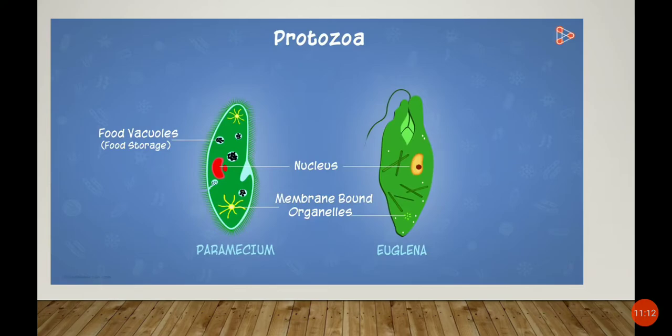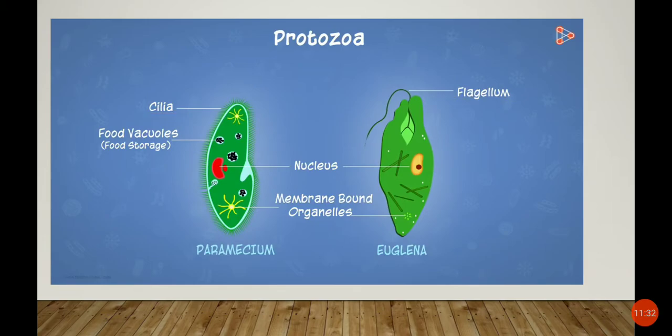Many of them have additional features like cilia or flagellum for locomotion. Cilia are tiny hair-like structures which are present throughout the body. Flagellum, on the other hand, is usually a slender long filament which is single or rarely multiple in number. Now this was their structure.